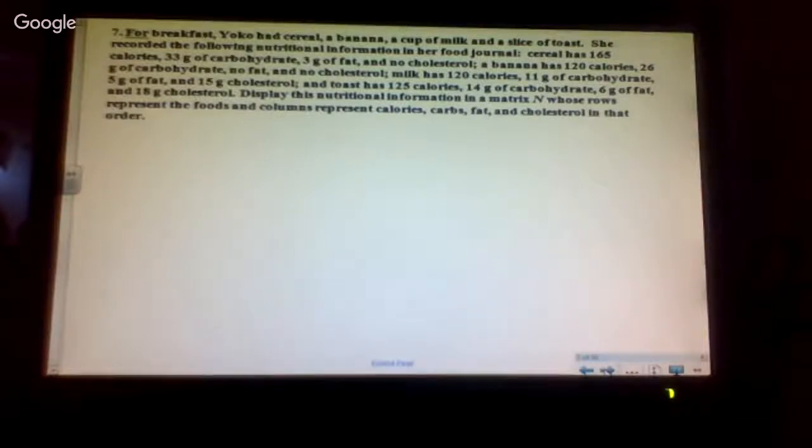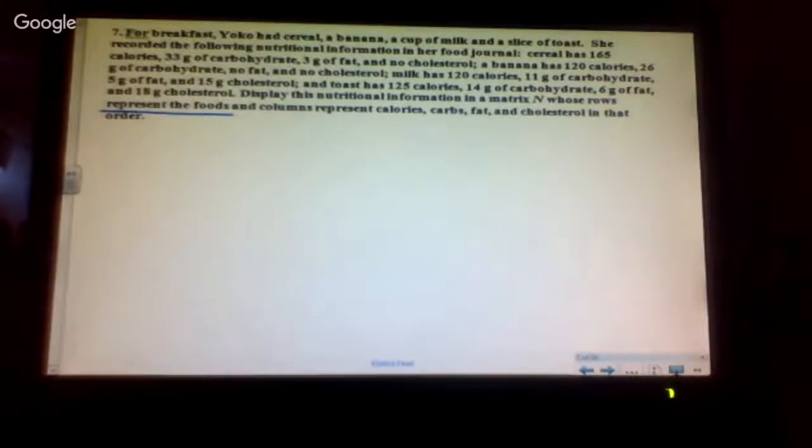Okay, for breakfast, Yoko had cereal, banana, a cup of milk, and a slice of toast. She records the following nutritional information in her food journal. So we're talking about calories, carbs, fat, and cholesterol. It says the rows represent the foods. So my rows are my foods.